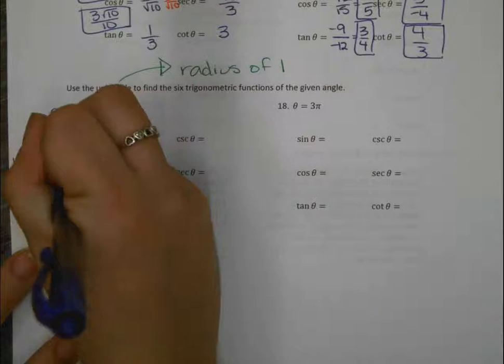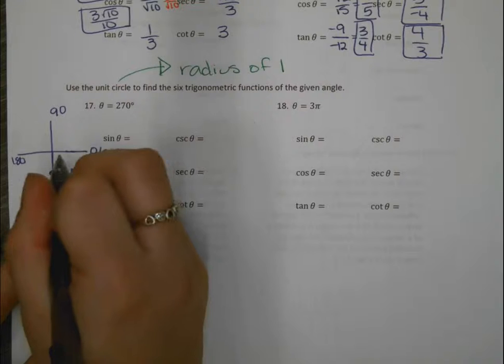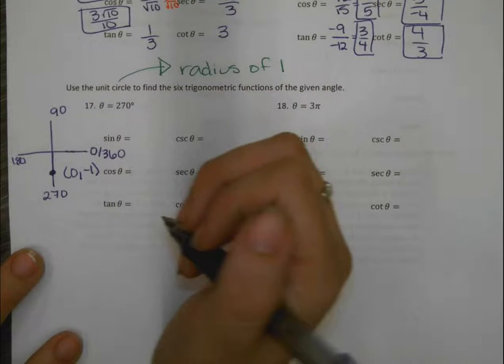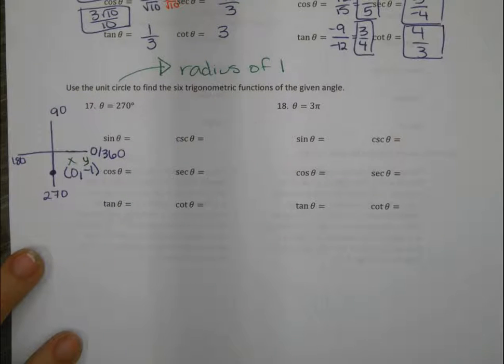My x value is 0, and my y value is -1, because I didn't move on the x-axis, and I just went down. X is 0, y is negative 1. So then I'm going to go find my values.